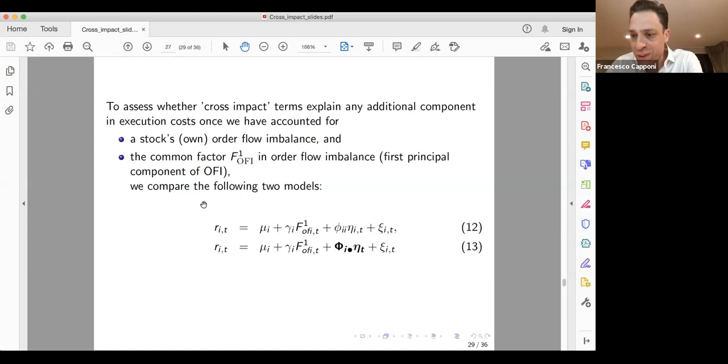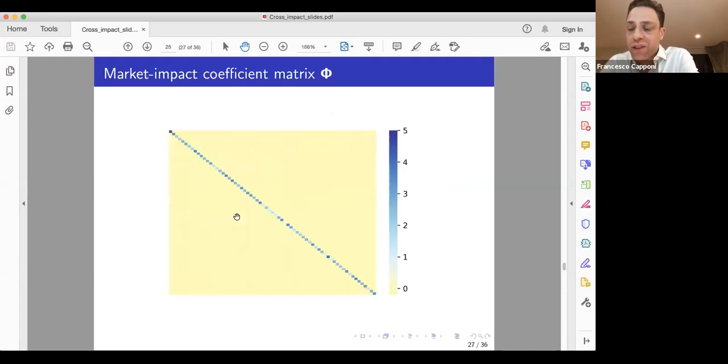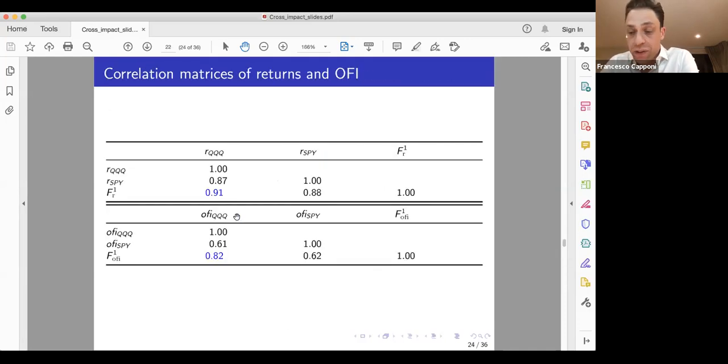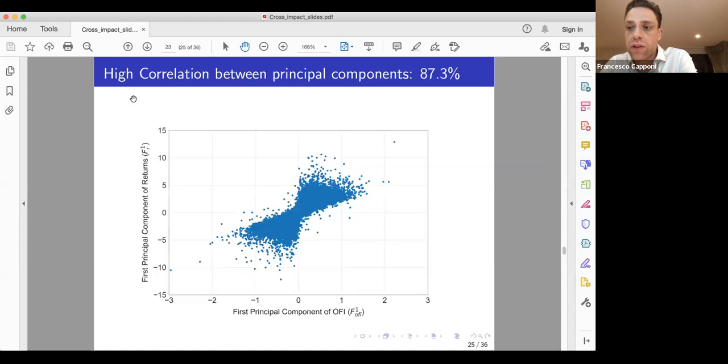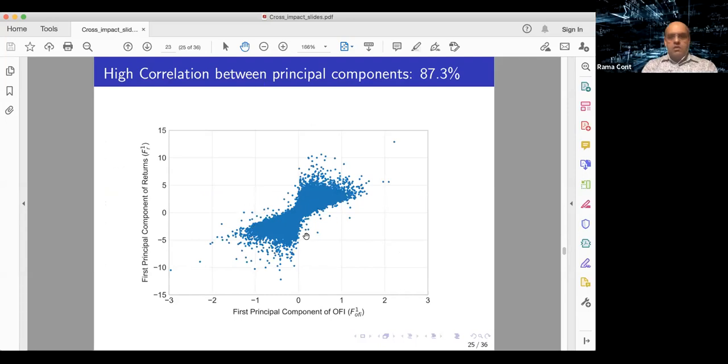Well, first of all, we showed that there is almost a 90% correlation. We actually wanted to follow our causal analysis to show that you need to model the commonality in order flow imbalances to explain the returns. So it's a different question, a different approach. It's shown here that the two are very correlated, and the correlation is 87%.